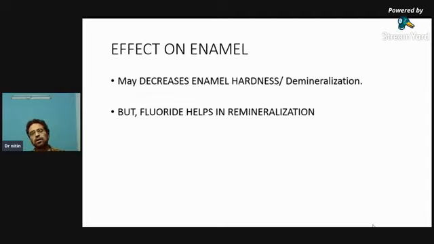So we never know what happens. It all depends upon the company or the bleaching composition, the concentration, and a lot of other things which you follow. But considering that this may happen, you should always use a desensitizing agent or a fluoride application, as I told you just now, 1.23% APF works wonders, which can help in remineralization. So if there is any effect on enamel, you can follow this protocol.